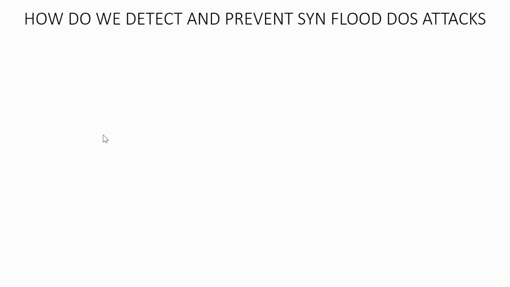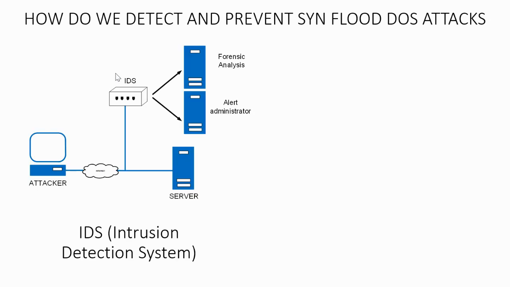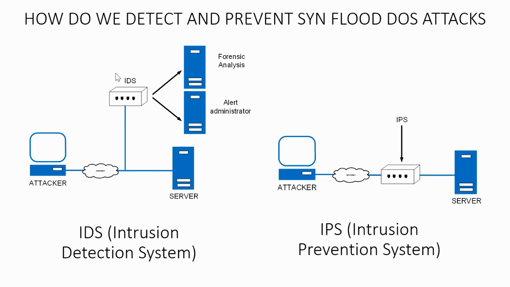So, how do we detect and prevent SYN flood DoS attacks? A common method we can use to detect malicious traffic is an IDS and an IPS system, which stand for Intrusion Detection System and Intrusion Prevention System. If an attacker launched a malicious attack against a server, we would definitely want to know what the attack is, especially if the attack is sourced internally or externally.